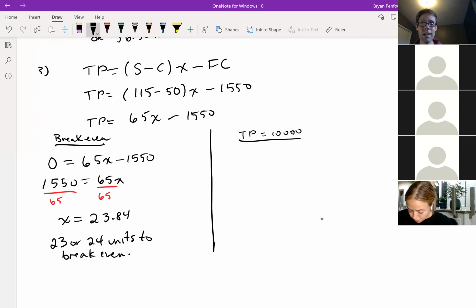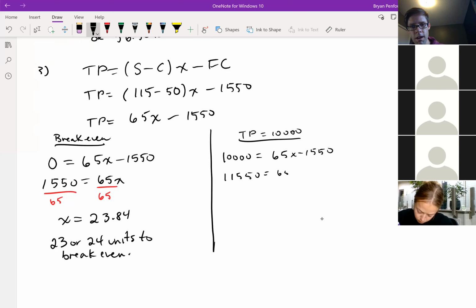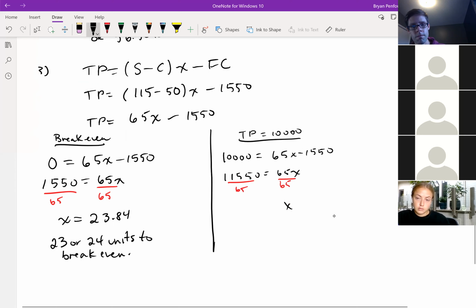Okay, let's go back and utilize our profit function to figure out how many shoes I've got to sell to make a profit of $10,000. So in this case, start with our $10,000. We're going to add our fixed costs to the $10,000 that we'd like to make in profit. And once I have that number, which is 11,550, then I can divide that number by how much money I make per selling a pair of shoes, which is 65 bucks. And I think Fiona has the correct answer here.